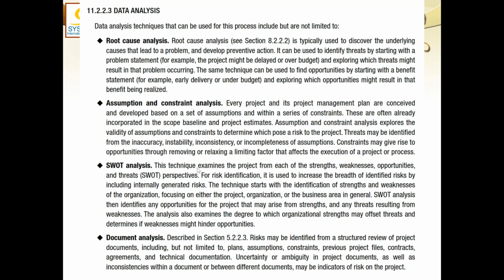SWOT analysis technique examines the project from each of the strengths, weaknesses, opportunities, and threats perspective. For risk identification, it is used to increase the breadth of identified risks by including internally generated risks.